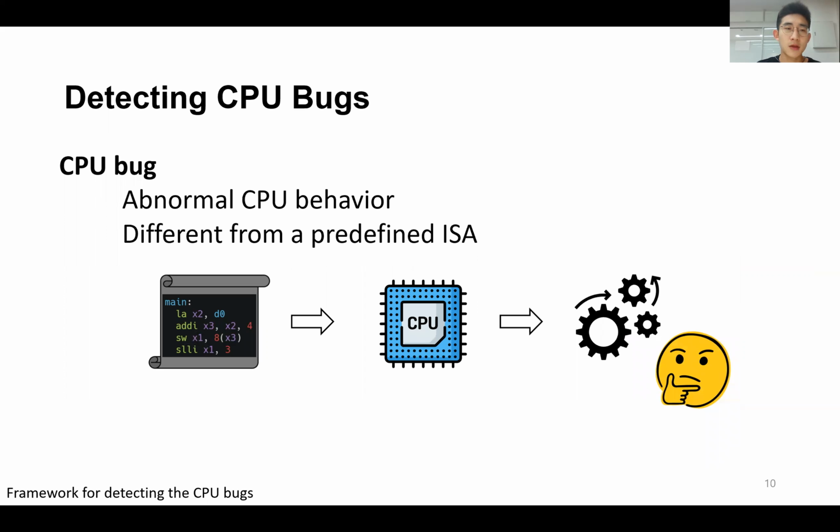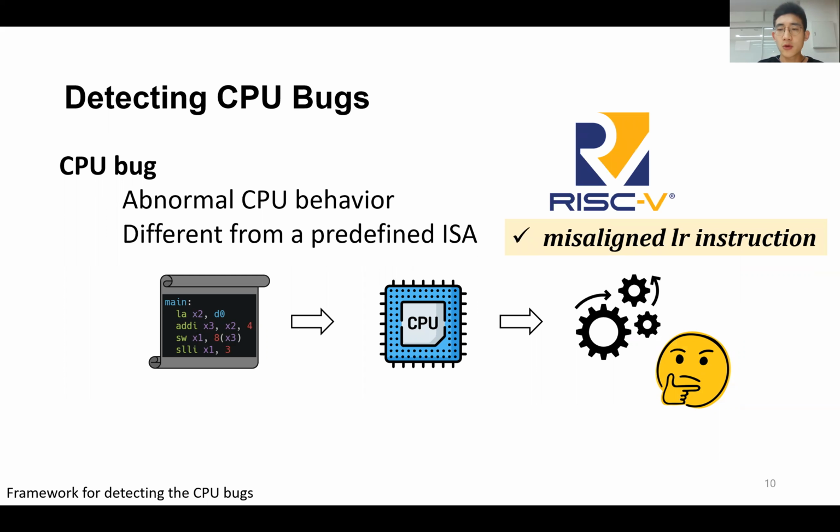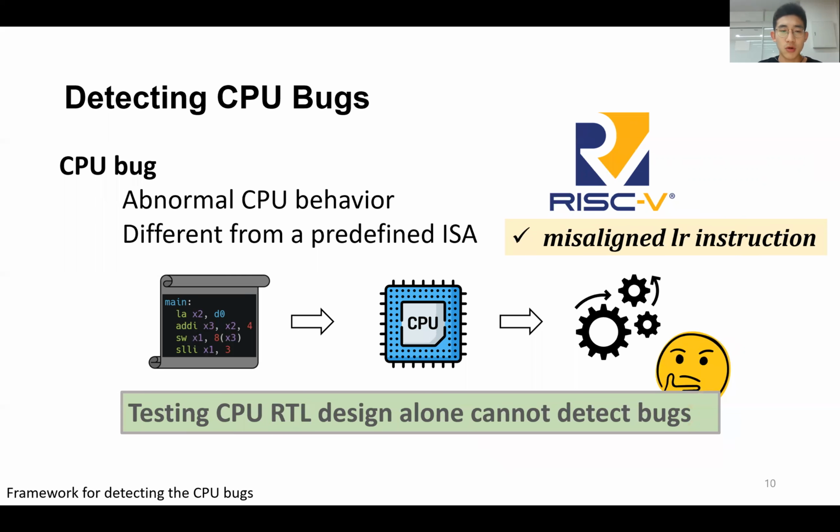DifuzzRTL has to find such CPU bugs, which are abnormal CPU behaviors different from a predefined ISA. For example, in RISC-V, a misaligned load-reserved instruction should not set the reservation. Whenever a CPU does not follow the behavior, it is definitely a bug. Like this, given an input, the CPU almost always has to be in a predefined state after executing the input. But it is difficult to automatically detect such bugs by testing the CPU RTL design alone.